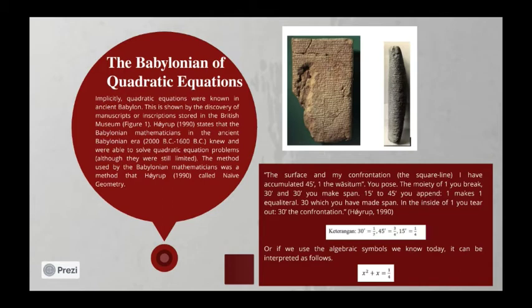The method used by the Babylonian mathematicians was a method that Hirob 1990 called naive geometry. Here is one of the simplest problems found in the BM 13901 inscription, which has been translated, which is finding the side length of a square. The problem is to find the side of a square, given that the sum of the area of the square and its side is 3/4.